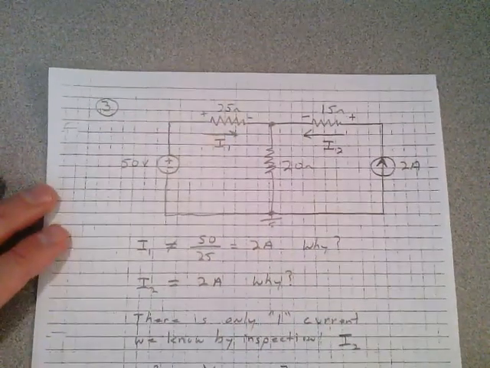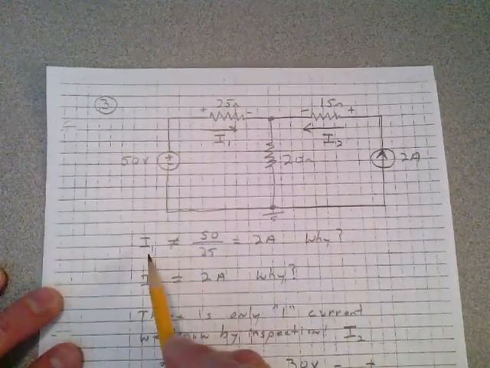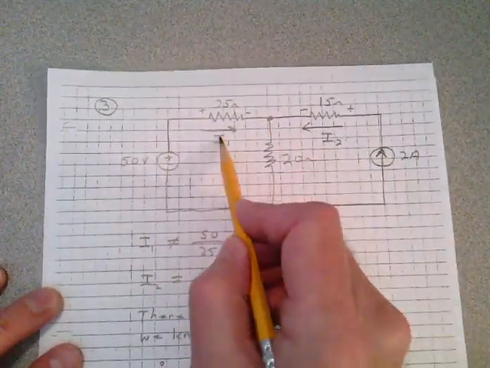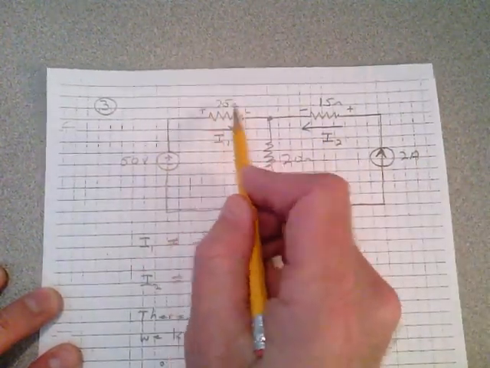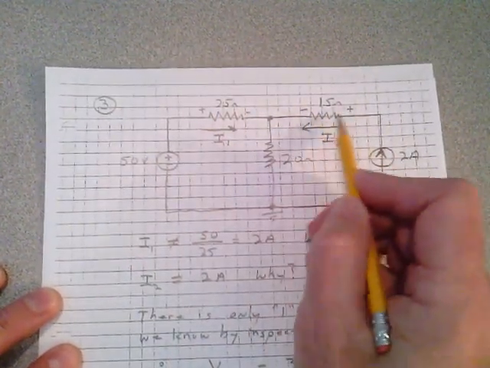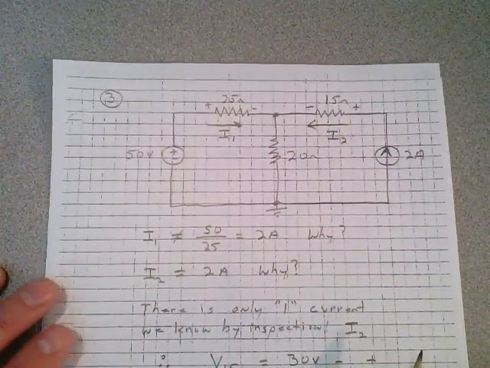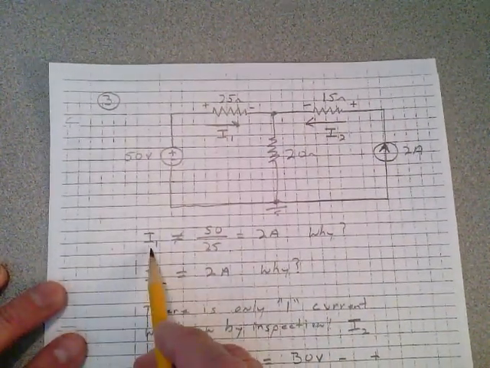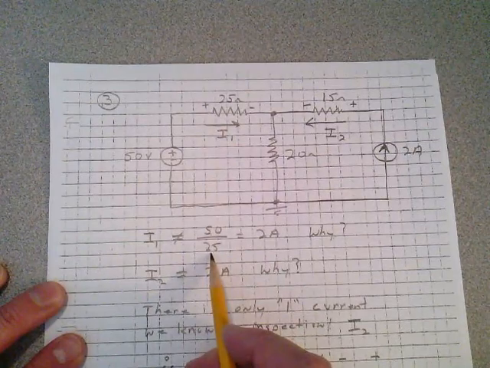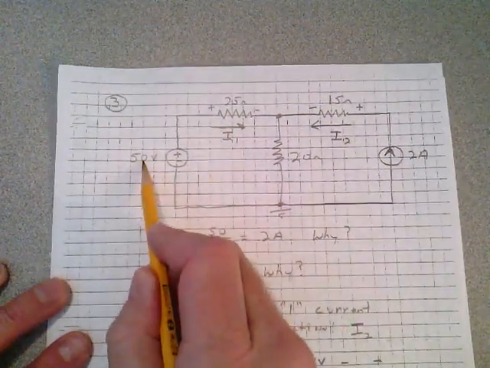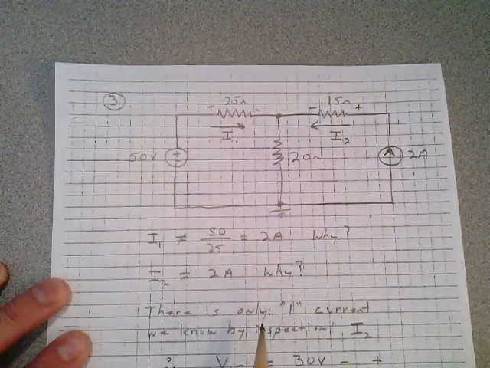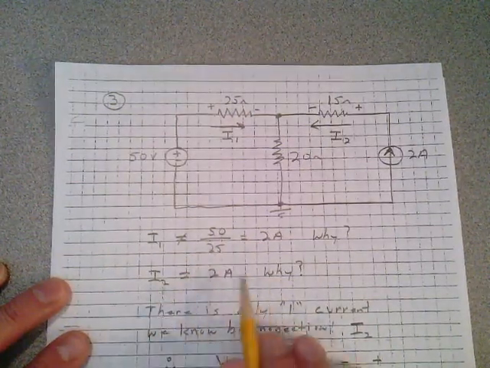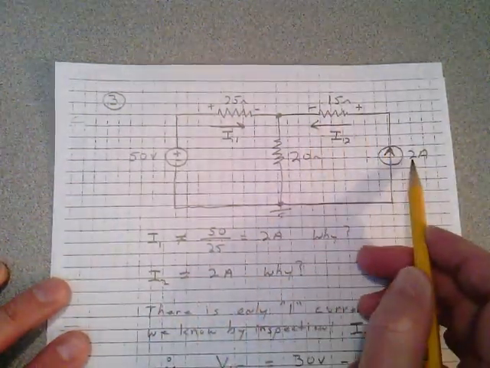Problem number 3. Let's look at the current I1 in this circuit. I labeled current I1 in this direction, I2 in that direction, and I labeled them plus to minus. Don't forget the passive sign convention. It's very important. The current I1 in this circuit is not equal to 50 over 25. Again, don't take the 50 and project it over here. There's another part to the circuit. You can't do that. The current I2 here in this circuit is 2 amps.